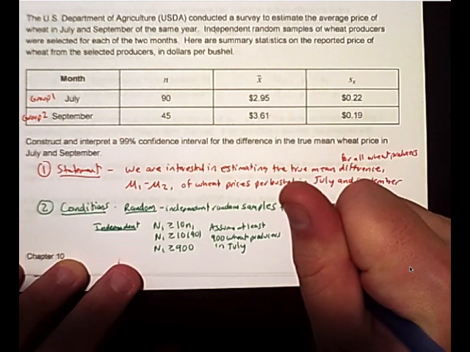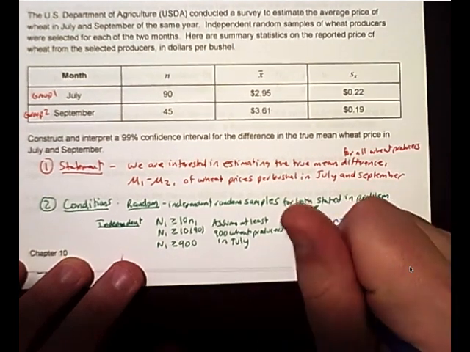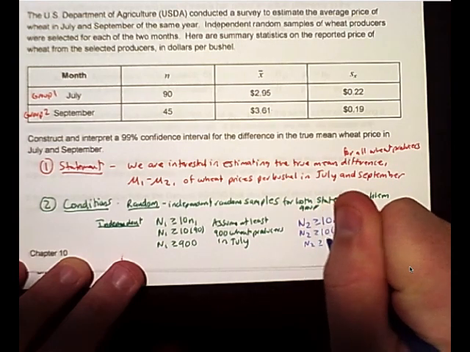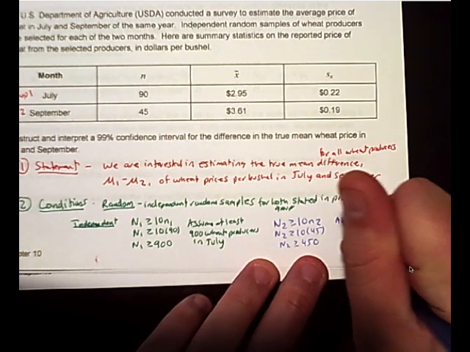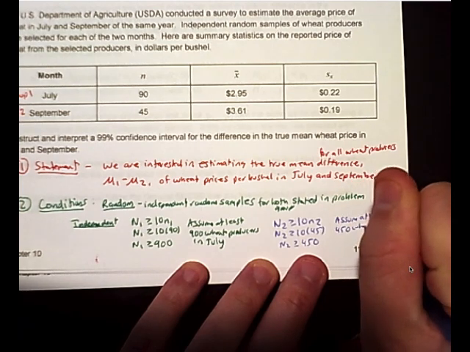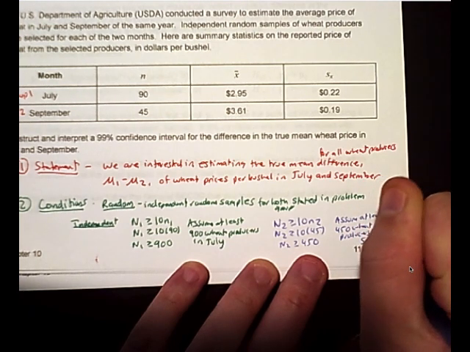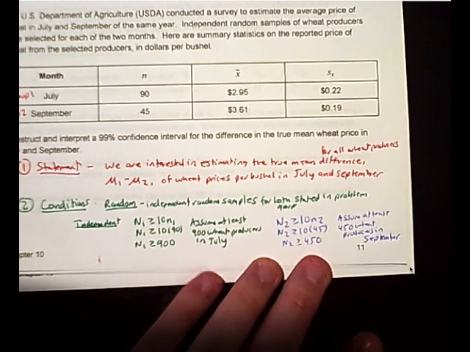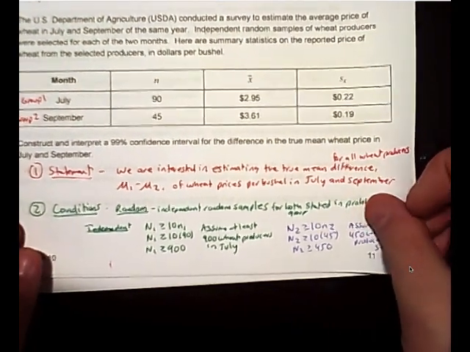All right, we have to do N2 greater than or equal to 10 times little n2, which is 10 times 45 or 450. So we are going to assume at least 450 wheat producers in September. So we got two of the conditions done. I've got to go on to the next page, apologize.